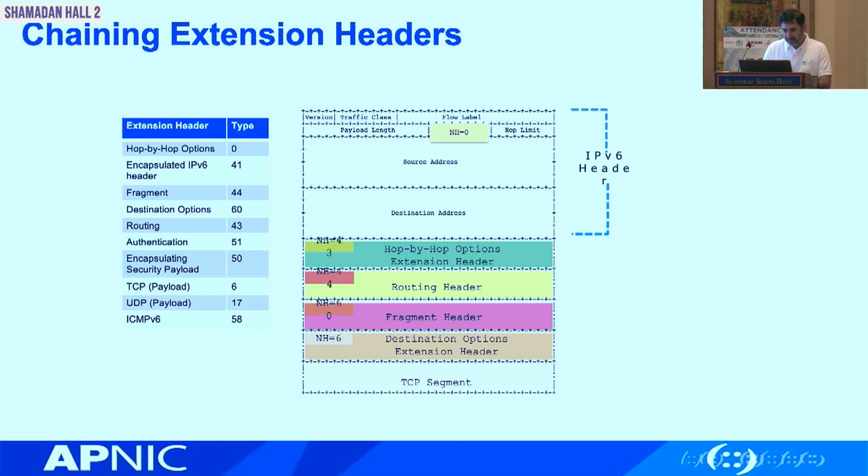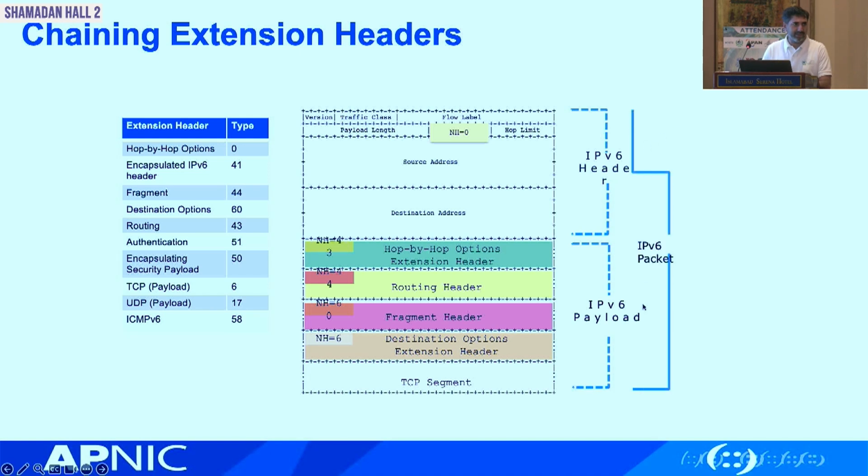So this is our basic IPv6 header. This is our IPv6 payload, and it includes the extension header plus the upper layer data. So this is the complete IPv6 packet we have.